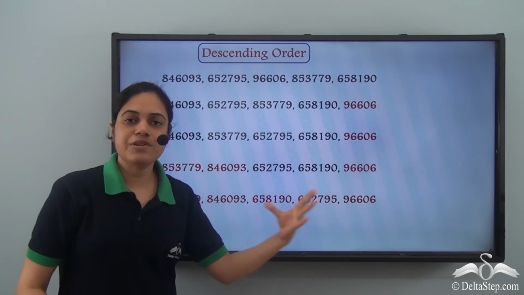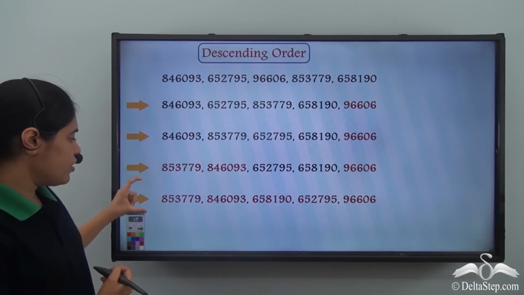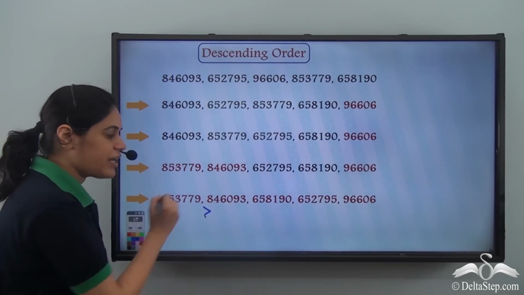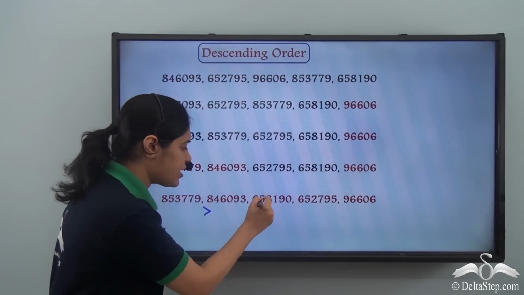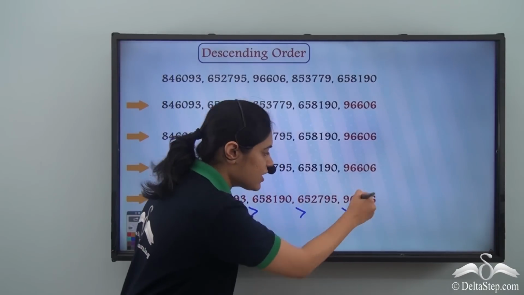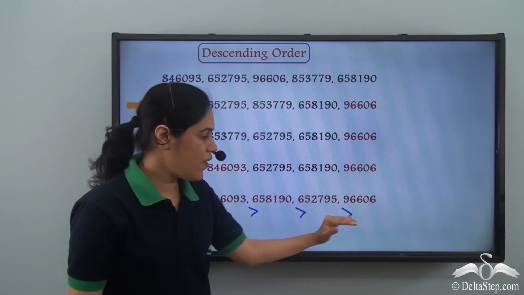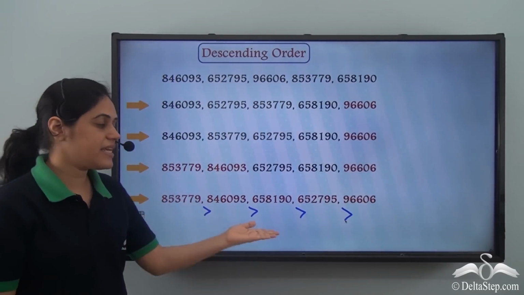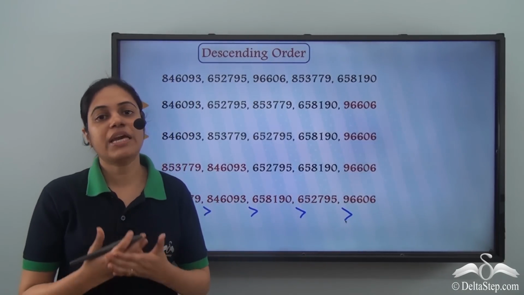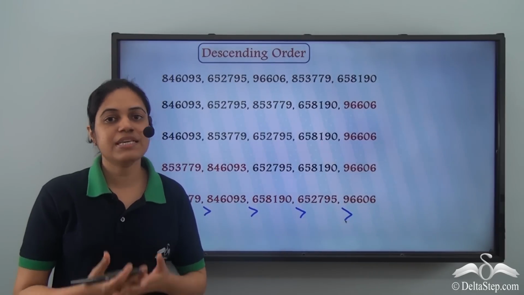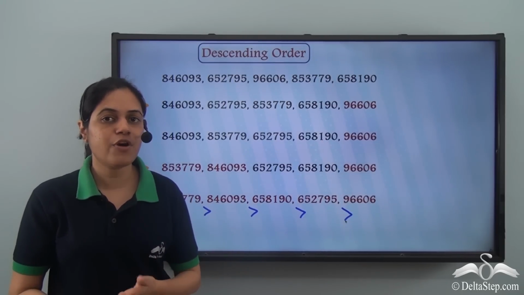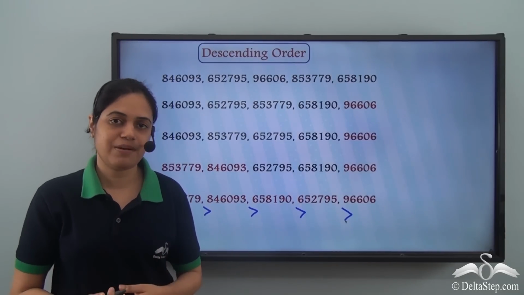So these are the numbers arranged in descending order from the largest to the smallest. So this number is greater than this number. This number is greater than this number. This is greater than this. And this is greater than this. So this is how I can arrange the numbers in descending order from the largest to the smallest. So this is how you can arrange 6-digit numbers in ascending or descending order using the tricks which we had learned for comparing two 6-digit numbers.